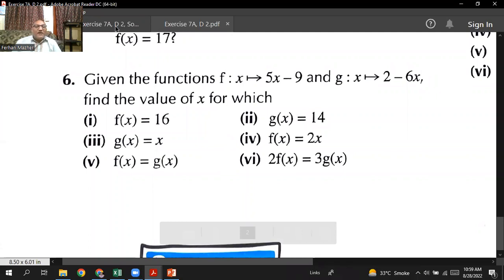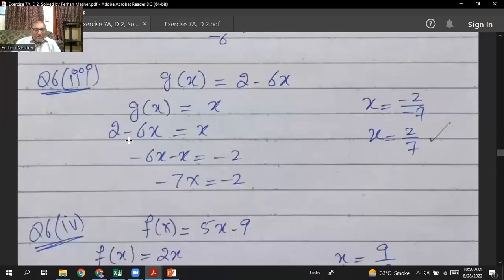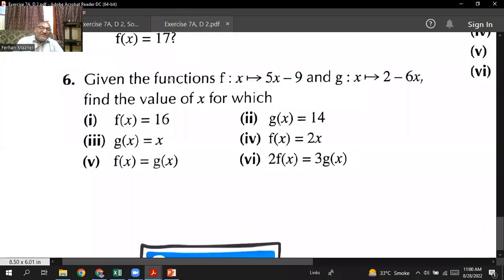Okay, so the g of x formula, the function is 2 minus 6x. He says g of x is x, so it means 2 minus 6x is equals to x. Minus 6x minus x is equals to minus 2. So minus 7x equals to minus 2, minus minus will be cancelled. So x equals to 2 by 7. Very simple and straightforward question.